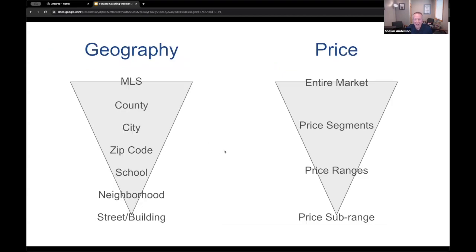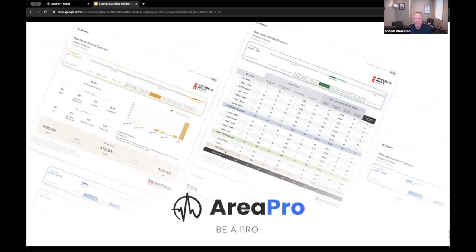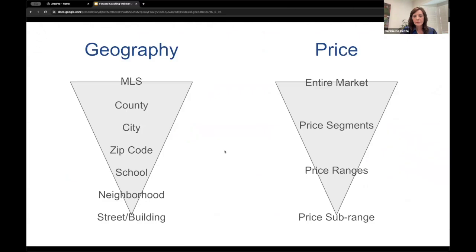And the challenge with that is each one of these takes time to calculate. Right. You have to run month's supply of inventory. You have to run a search to get your actives. Then you have to run a search to get your solds in the last 3 or 6 months. Then you have to divide that by 3 or 6 to get your average. And if you want to do that at every horizon in the geography channel and every horizon in the price range channel, that's hours of calculations. Right. And that's where the technology piece comes into play.